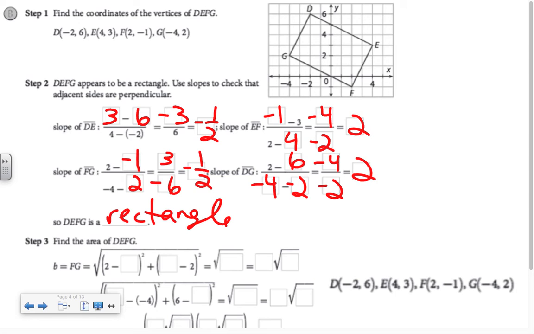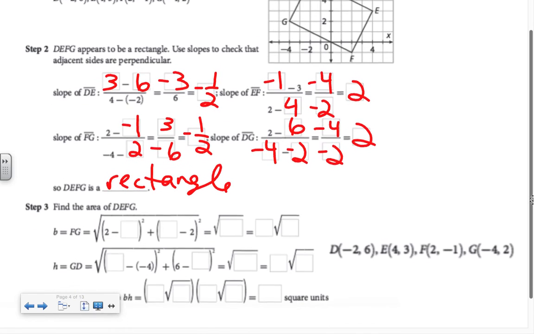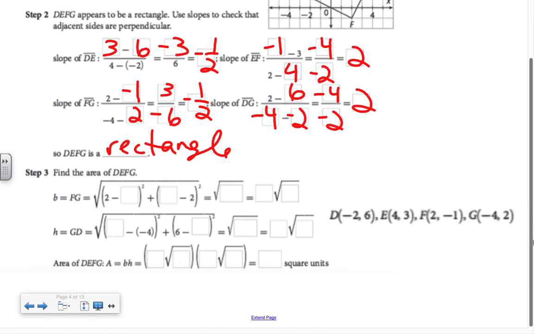And since the area of a rectangle is base times height, I'm just going to find the lengths of 2 consecutive sides in order to find the base and height of this rectangle. So the length of FG is the square root of 2 minus -4 quantity squared plus -1 minus 2 quantity squared. So I've got 6 in the first parenthesis, squared is 36. In the second parenthesis, I have -3 squared, which is 9. So 36 plus 9 is 45.